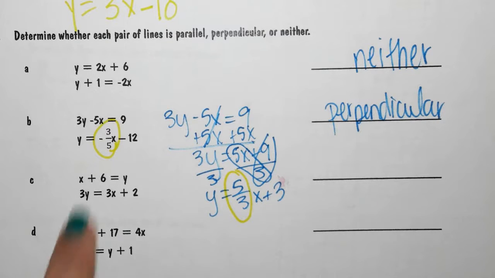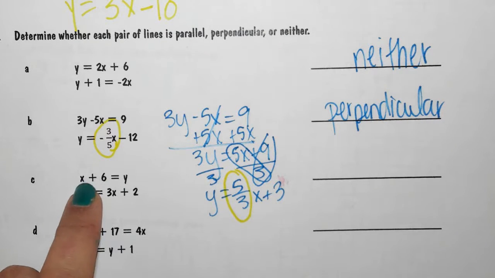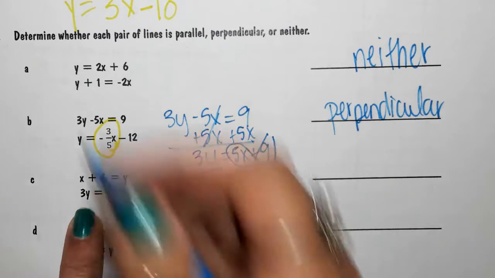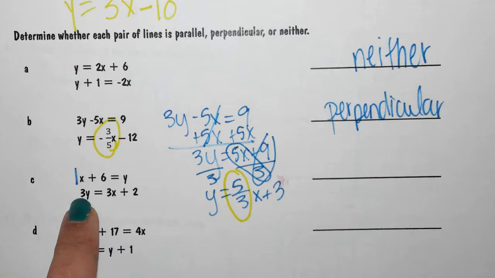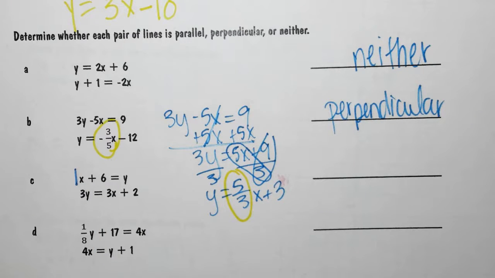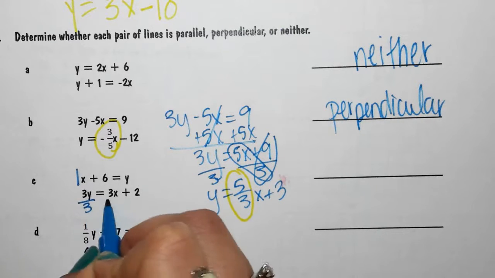All right, let's look at C. Well, this one, what's our slope here? It's 1x, so 1. Everybody write a 1 there. And is y by itself here? No. What do I need to do? Divide by 3 on both sides.